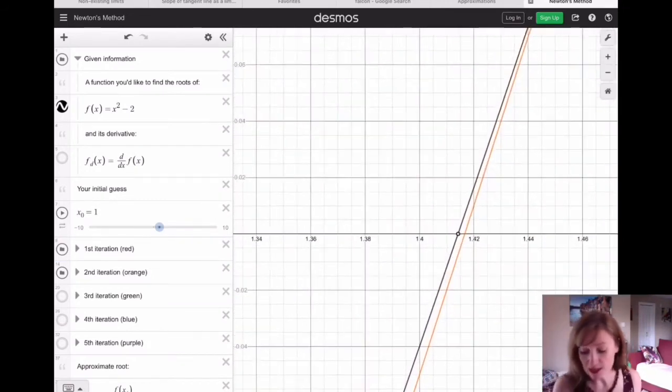There you go. See how close the orange line's x-intercept is to the graph itself? It's pretty amazing that we got so close within just 2 steps. If I do the next step, I'm going to do the same thing again.